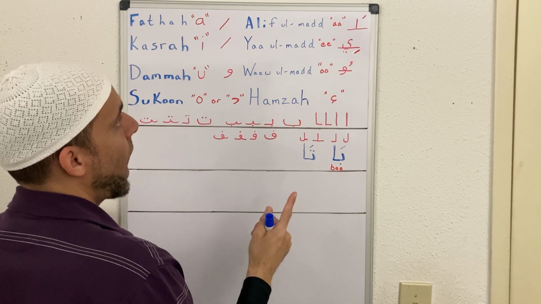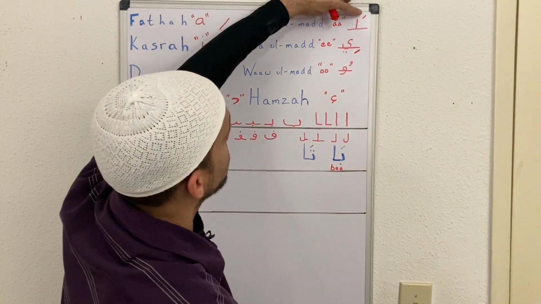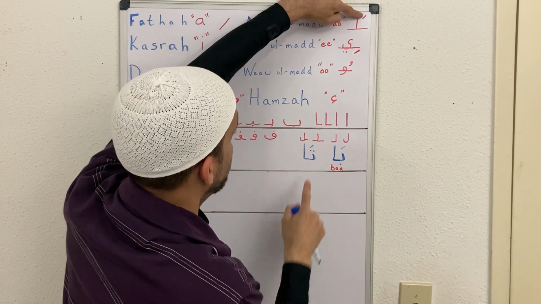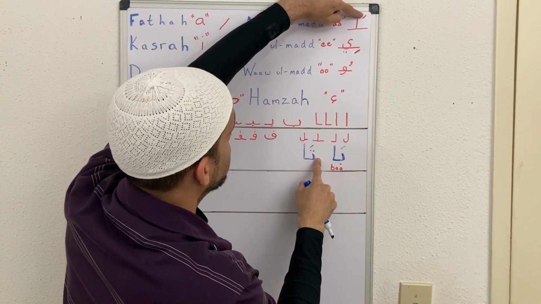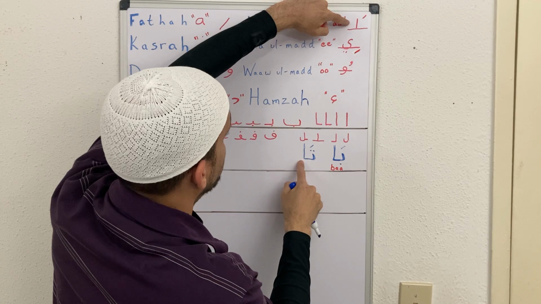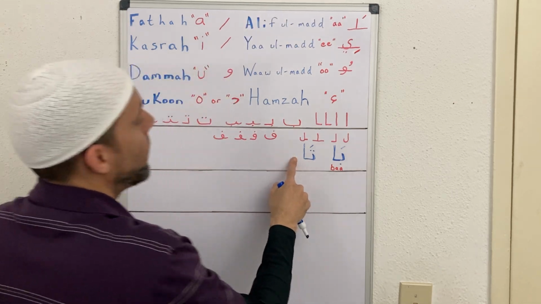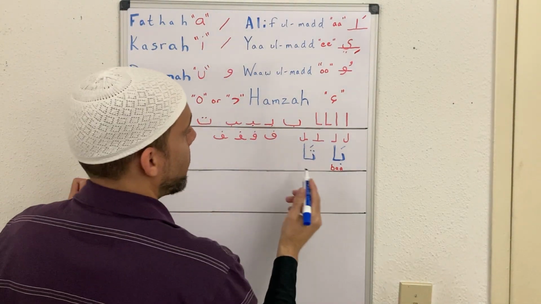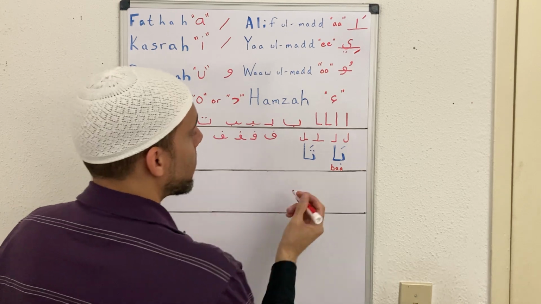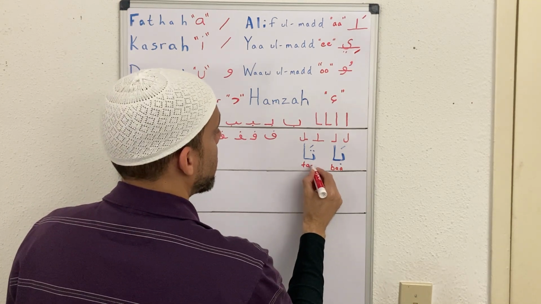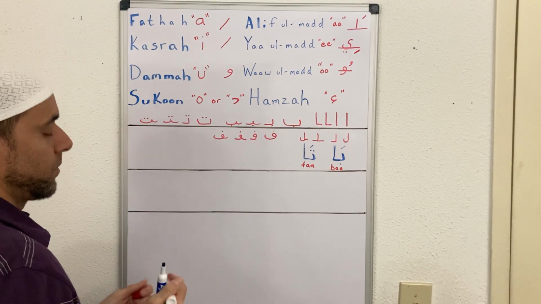To make the ta, same thing, we're going to use our fatha above our consonant. And then just to the left of that, we have our alif elongating the fatha. And this is ta in the English transliteration.